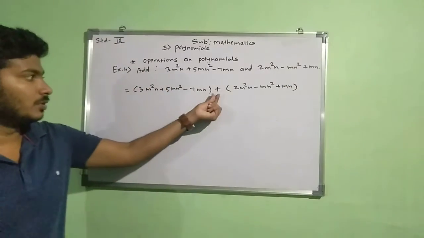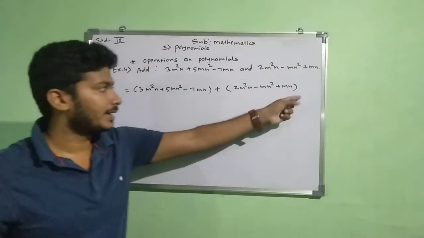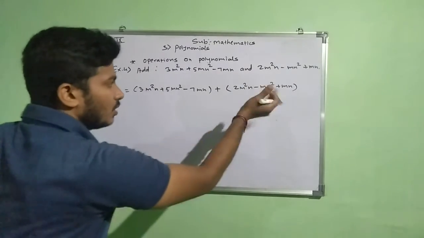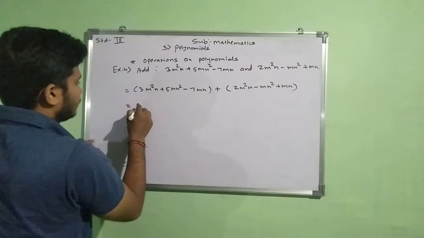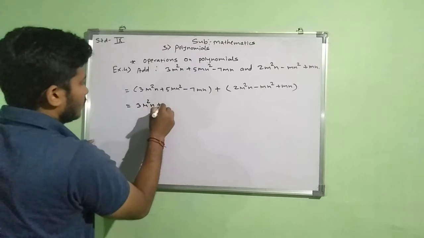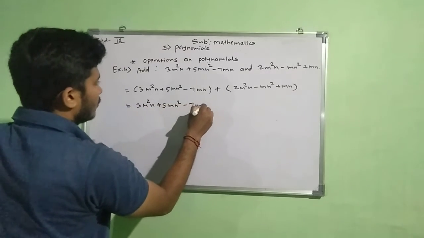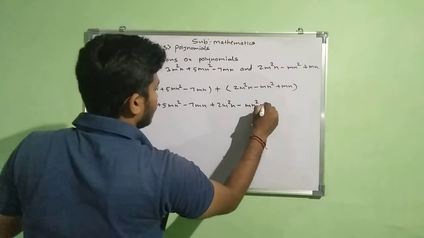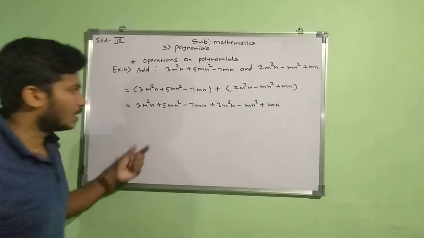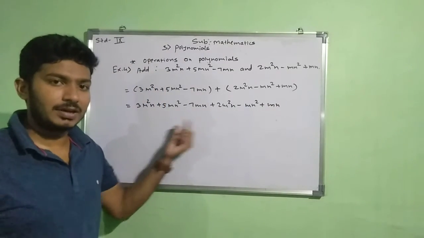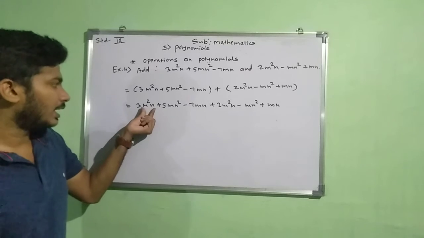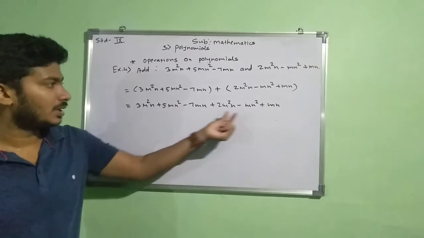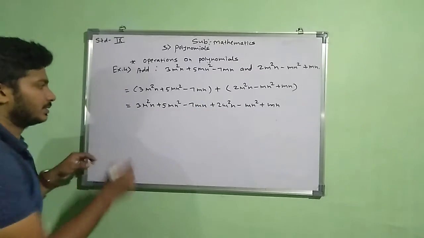Now we have to add them. So we will remove the brackets and insert the positive sign inside. Because of the positive sign, all the signs will be as they are. Now whichever terms are like terms, we will write together. Like terms here means m square n and m square n. Similarly mn square, these are like terms. So we will write them together.